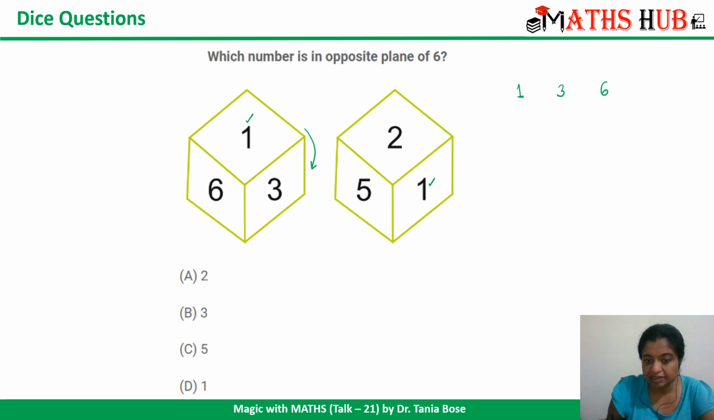Now, exactly the same way in the clockwise manner, we'll start with 1. We will write 5 and 2. So opposite to 6 is which number? Opposite to 6 is, right? So I guess you understood the trick, right? Okay.